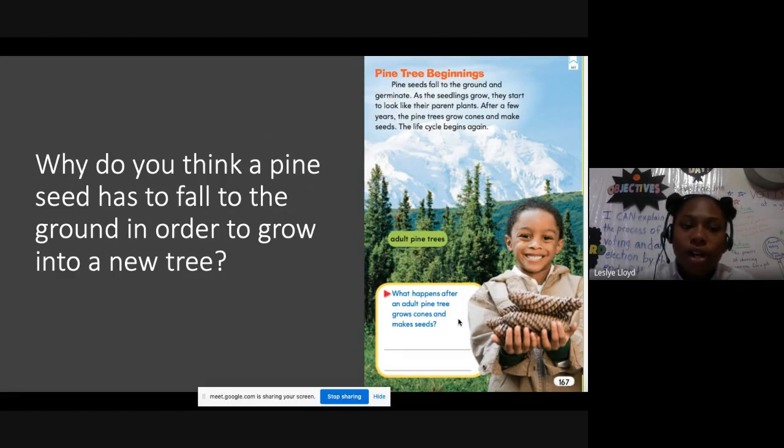Our question: why do you think a pine seed has to fall to the ground in order to grow into a new tree? Hmm. Why does it have to hit the ground before it can grow into a new tree?